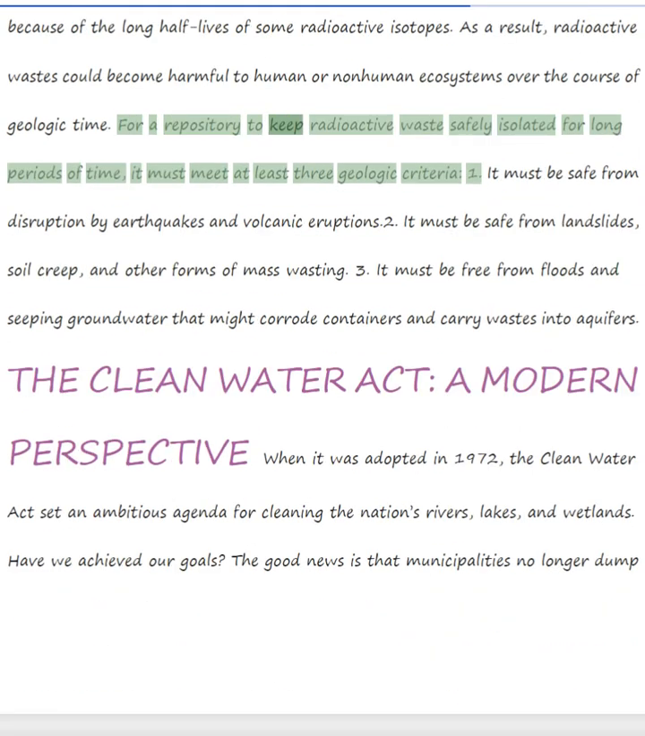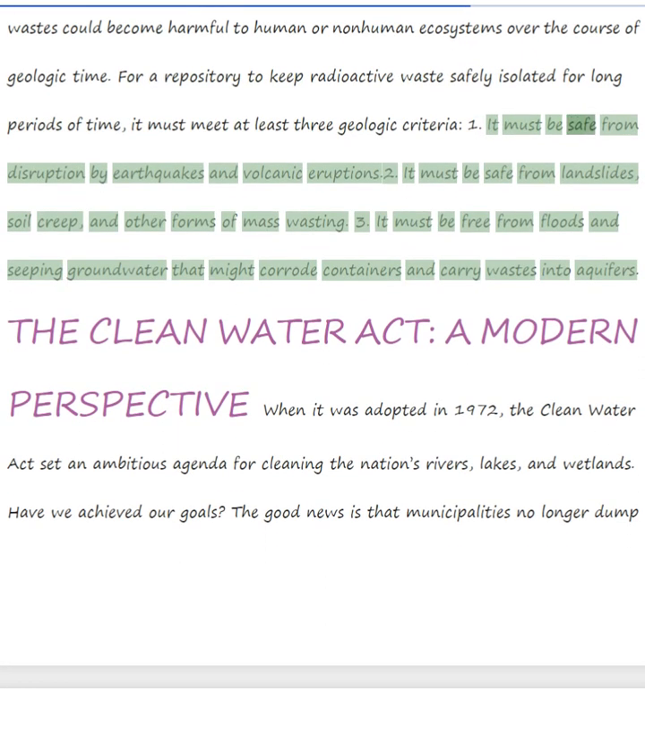For a repository to keep radioactive waste safely isolated for long periods of time, it must meet at least 3 geologic criteria. 1. It must be safe from disruption by earthquakes and volcanic eruptions. 2. It must be safe from landslides, soil creep, and other forms of mass wasting. 3. It must be free from floods and seeping groundwater that might corrode containers and carry wastes into aquifers.